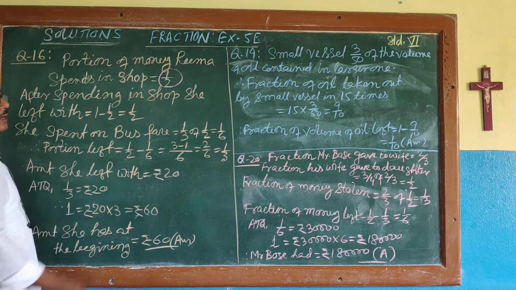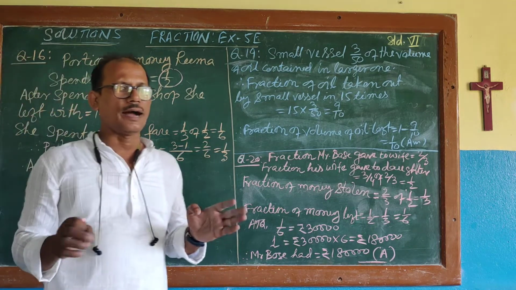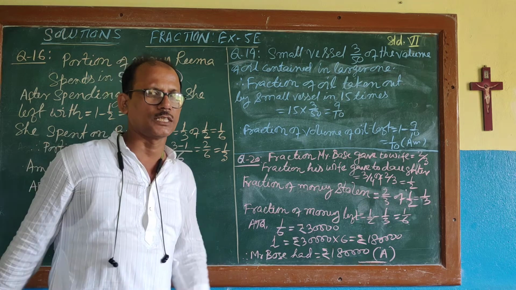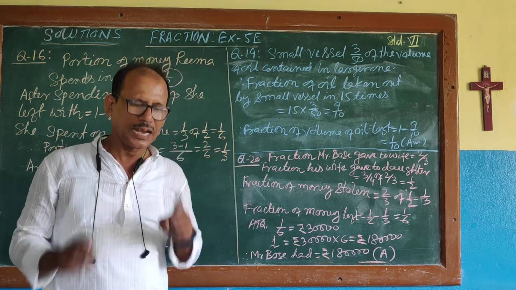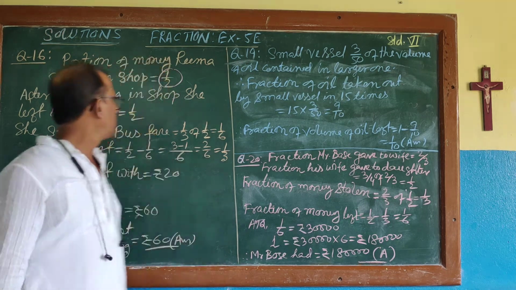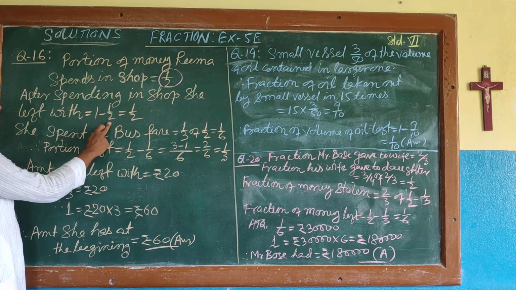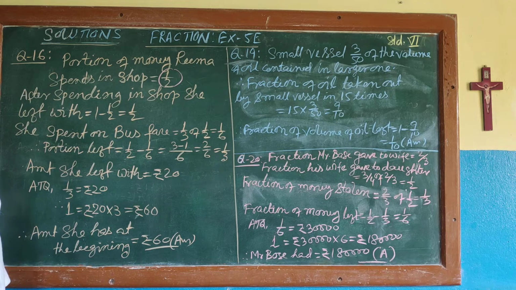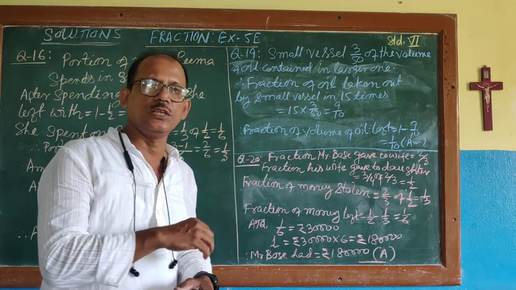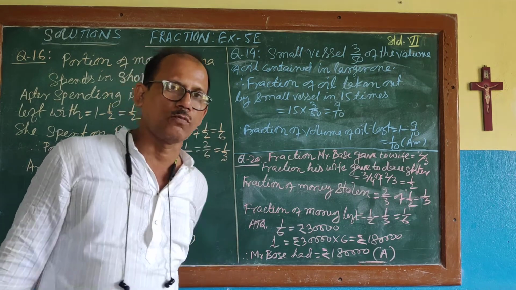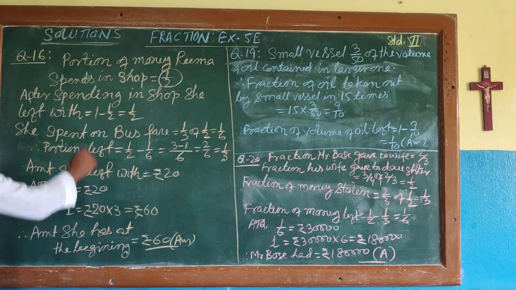So what is leftover? After I spend 1/5, how much do I have leftover? 1 minus 1/5, that is 4/5. Could you understand that concept? Since leftover will be 1 minus 1/2, that is half. Whatever fraction you are spending, out of that, how much is remaining? You have to subtract from 1. So 1 minus half is equal to half.